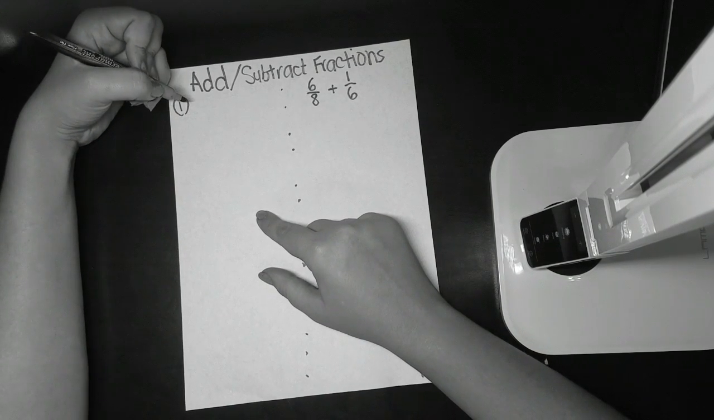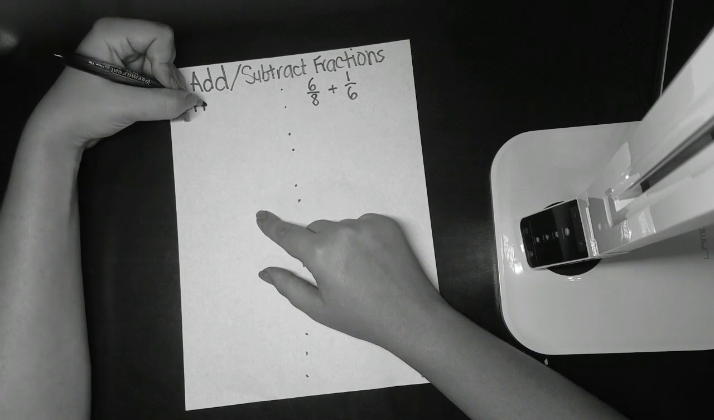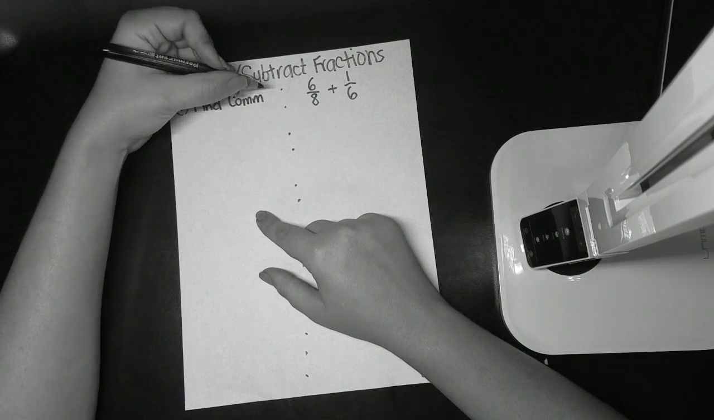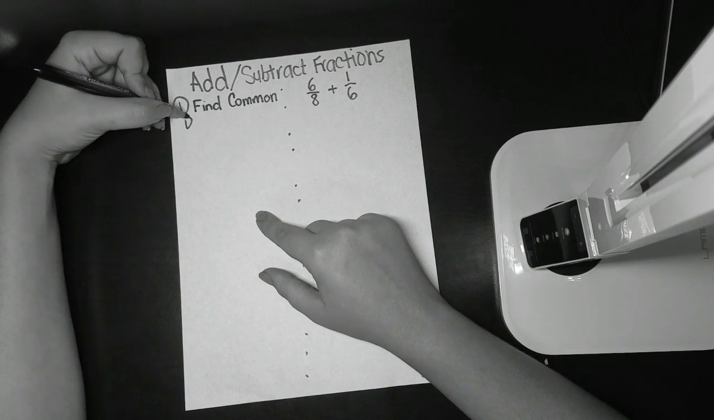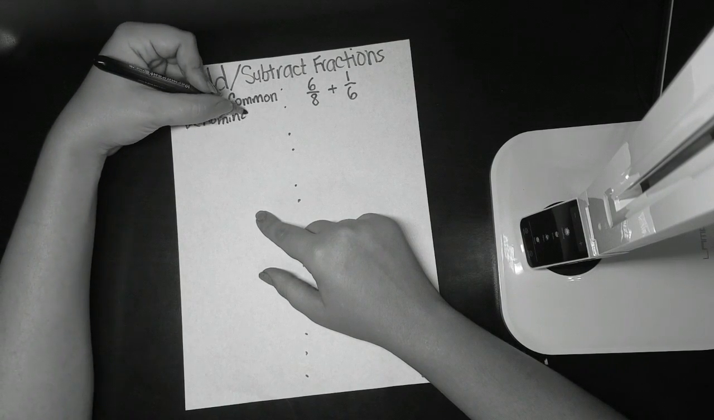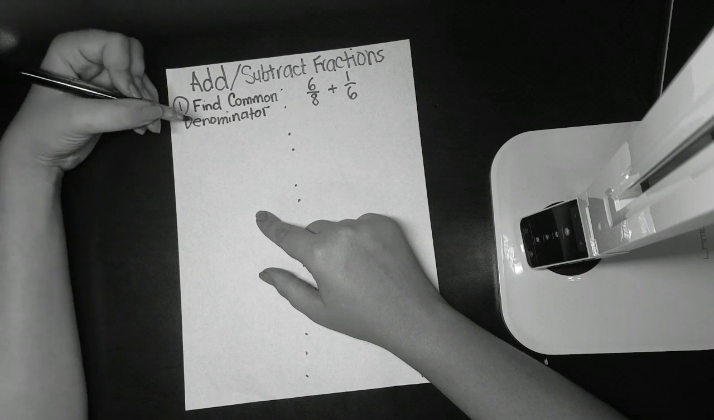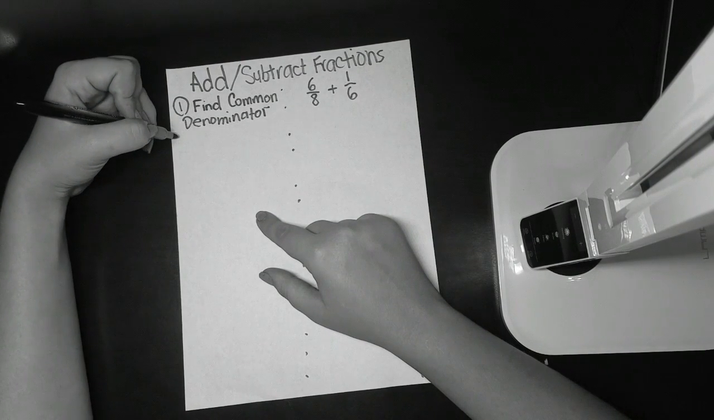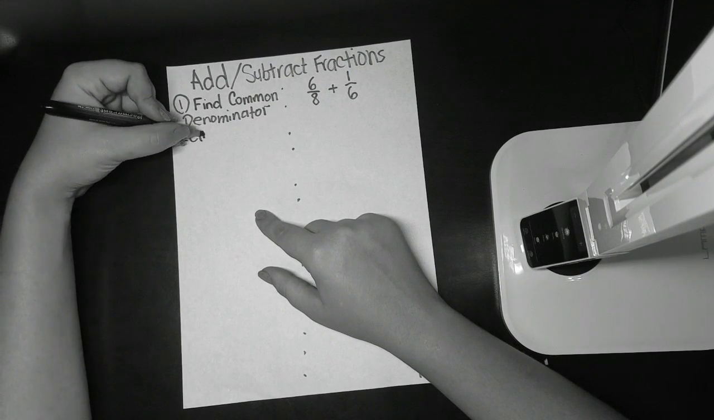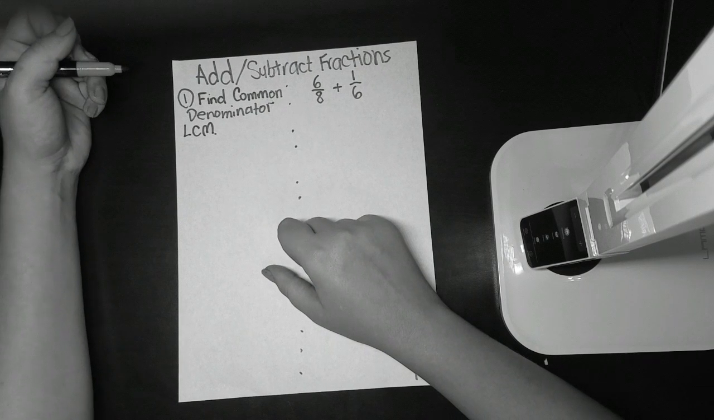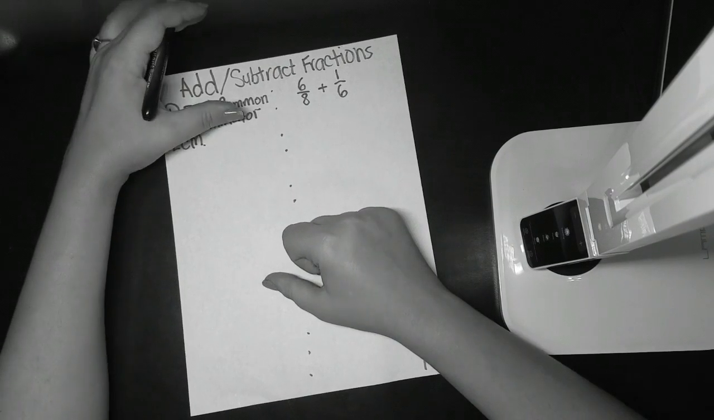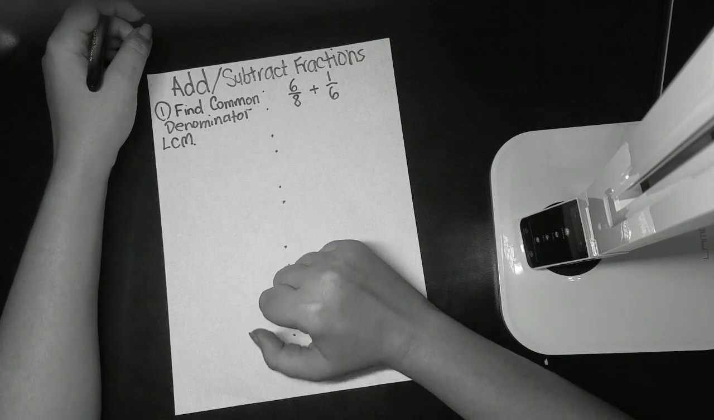So let's combine it. You would write find common denominator. So in here, to remind yourself how you do it, you do LCM. Remember, we don't want to write a lot of things in our notebooks. We like to keep things as short as we can. So when we look at it, we can see exactly what we do.